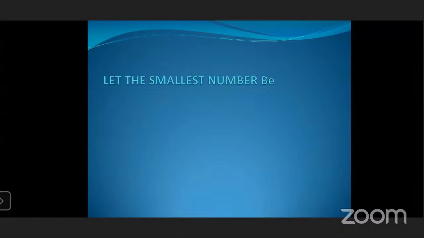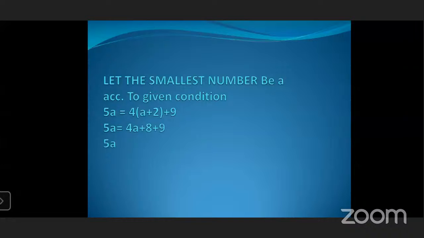Let the smallest number be a. Now, according to the given condition, 5a is equal to 4 times the greatest number plus 9. So we have 5a equal to 4a plus 8 plus 9. 5a minus 4a is equal to 17. a is equal to 17. So the numbers are 17, 18 and 19.